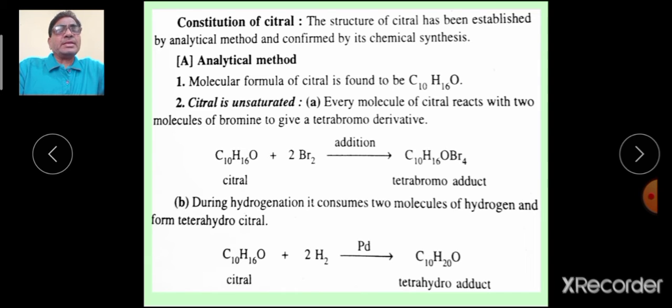Second reaction: on hydrogenation, citral consumes 2 molecules of hydrogen and thus forms a tetrahydro adduct. It means that citral contains 2 double bonds.